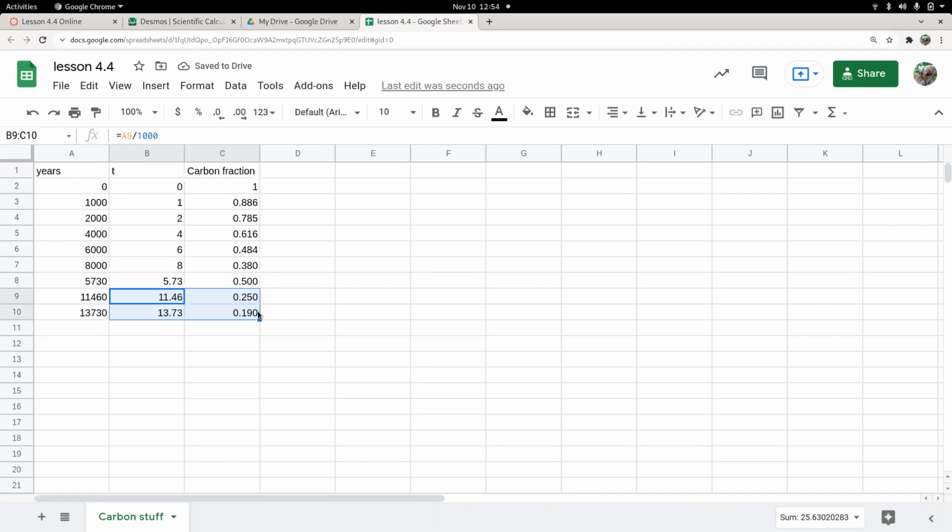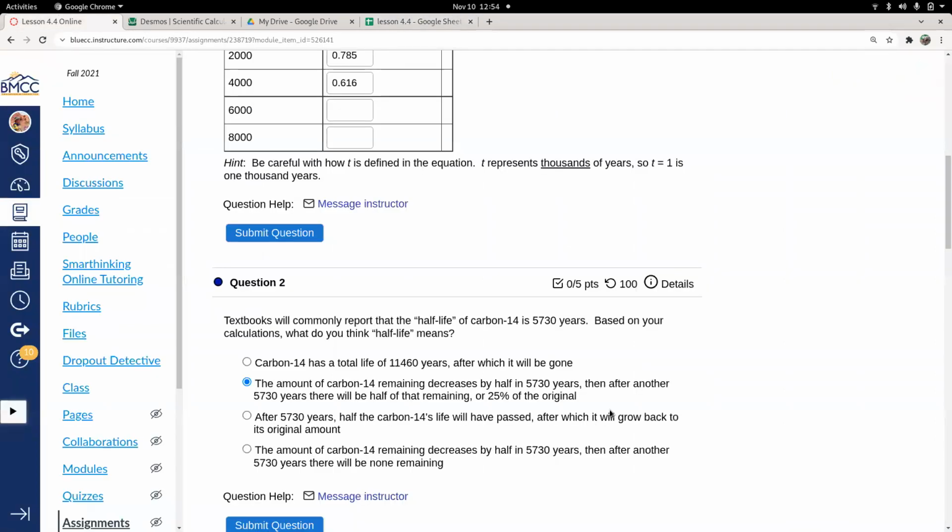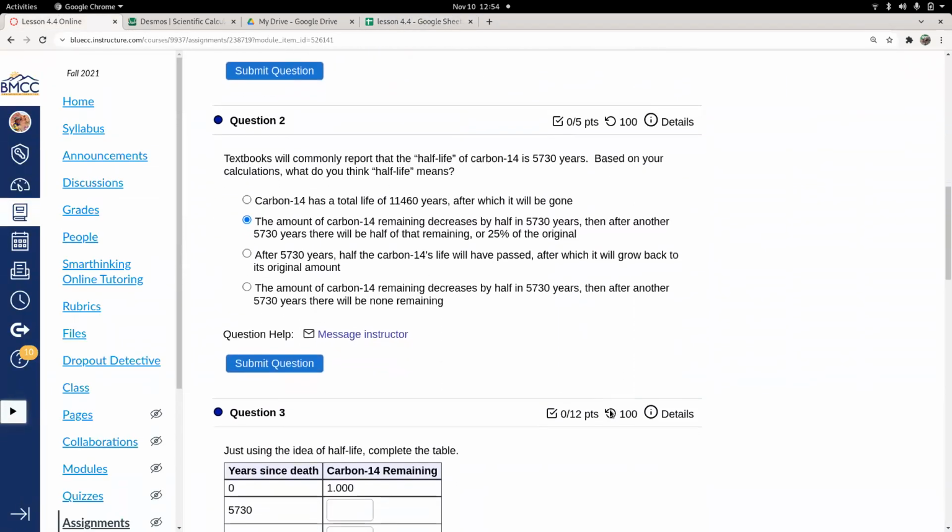Okay, yeah. So it doesn't matter what you started with. Wherever you're at, if 5,730 years go by, you get half of whatever you had before at wherever you were. Every 5,730 years, half of whatever you started with transforms. That's what we got. That was exciting. Moving along.